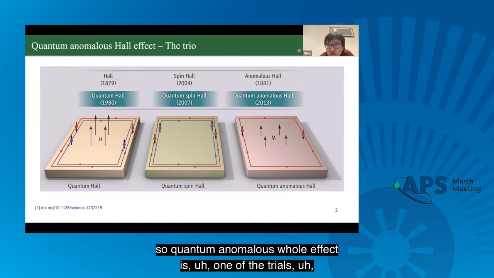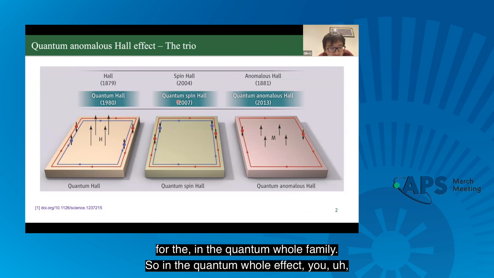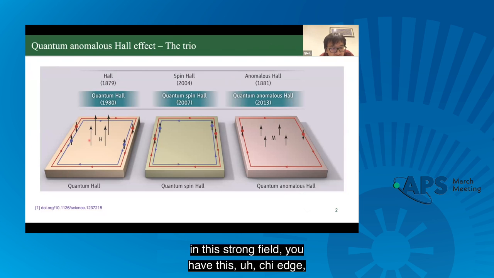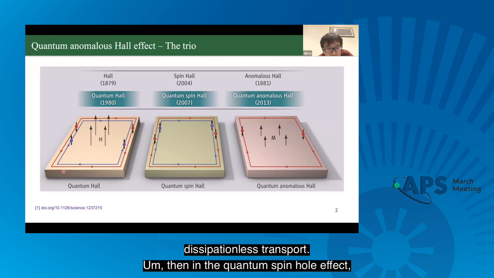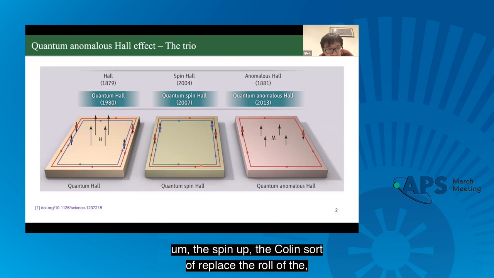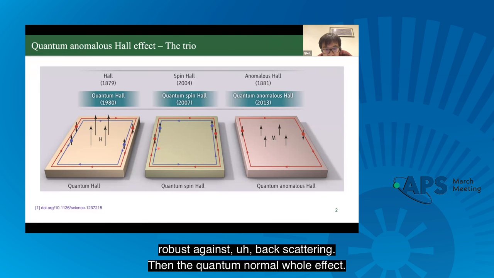The quantum anomalous Hall effect is one of the members of the quantum Hall family. In the quantum Hall effect, in a strong field, you have a chiral edge state moving around the edge of the material while the bulk remains insulating. This edge has good properties such as dissipationless transport. Then in the quantum spin Hall effect, the spin-orbit coupling replaces the role of the magnetic field. So now you have a spin-momentum locked edge state, and this edge state is robust against backscattering.